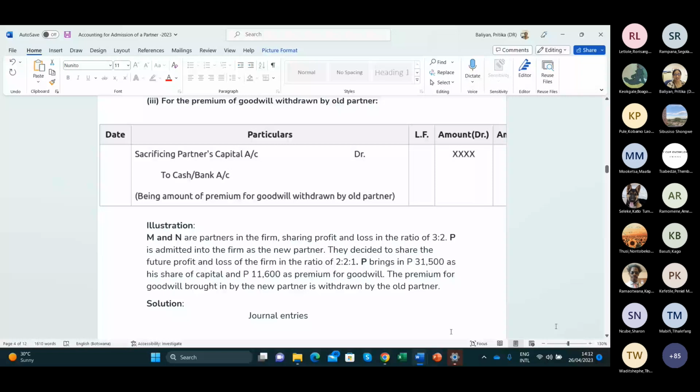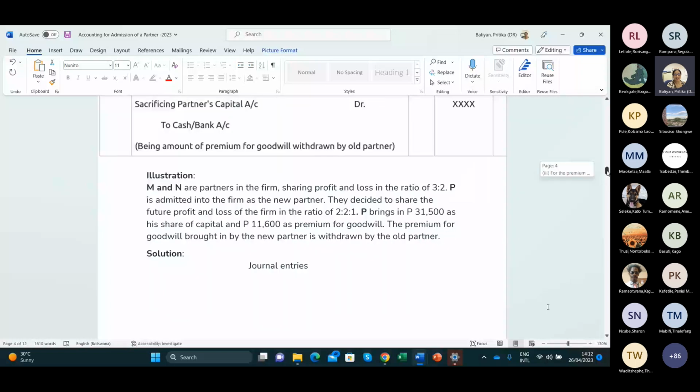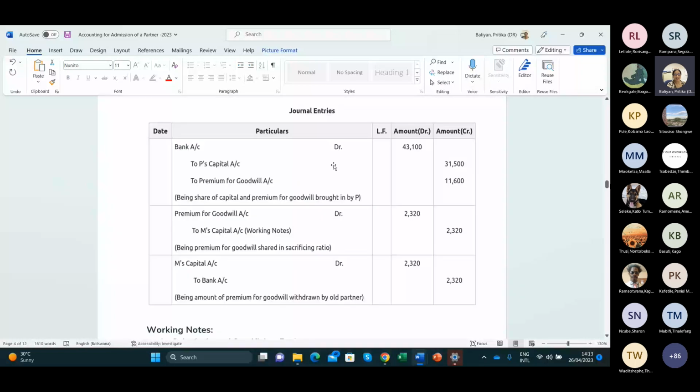Sometimes, yes, the goodwill which is brought by the new partner is also withdrawn by the old partners. The goodwill which comes in, whatever proportion they are getting from it, they can withdraw, they can take and utilize for their personal use. So for that, when the goodwill and the capital come from the new partner, the entry will be the same as we discussed before. The cash or bank account will be debited.